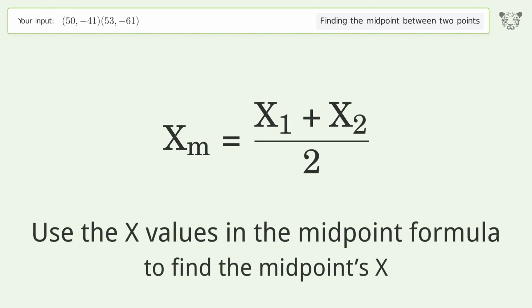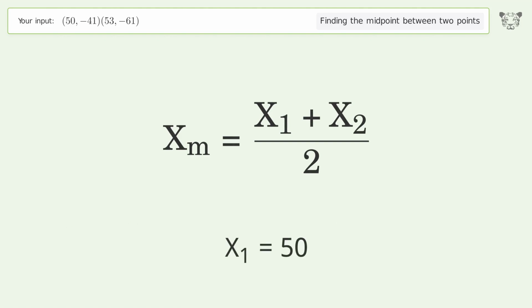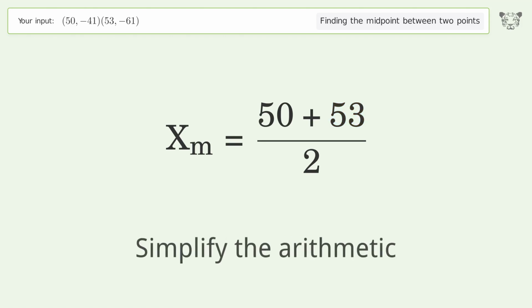Use the x values in the midpoint formula to find the midpoint's x. x1 equals 50. x2 equals 53. Simplify the arithmetic.